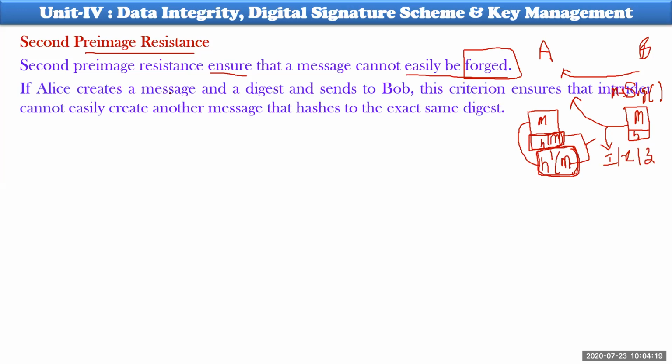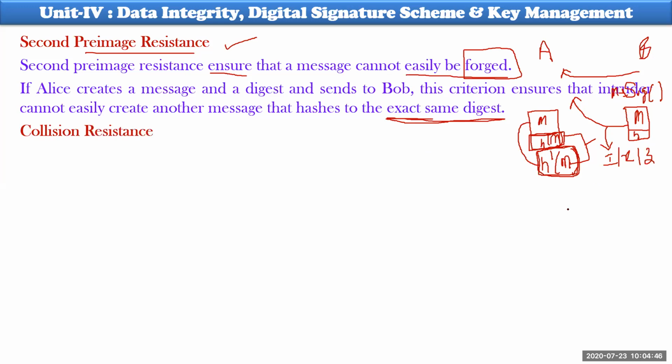Alice also creates a message digest, that is MD, and it will be calculated. Already I have discussed this with you just before. Another message will be hashed, and it can be identified whether it gives exactly the same digest or not. If this is there, then we consider second pre-image resistance to be satisfied. So that is it. Then collision.